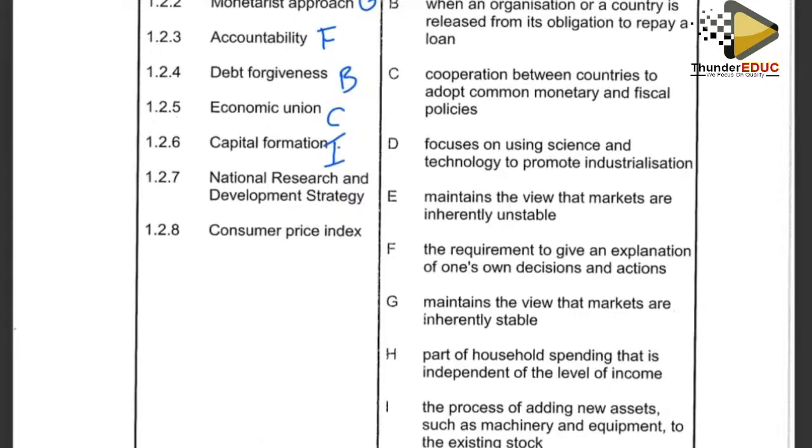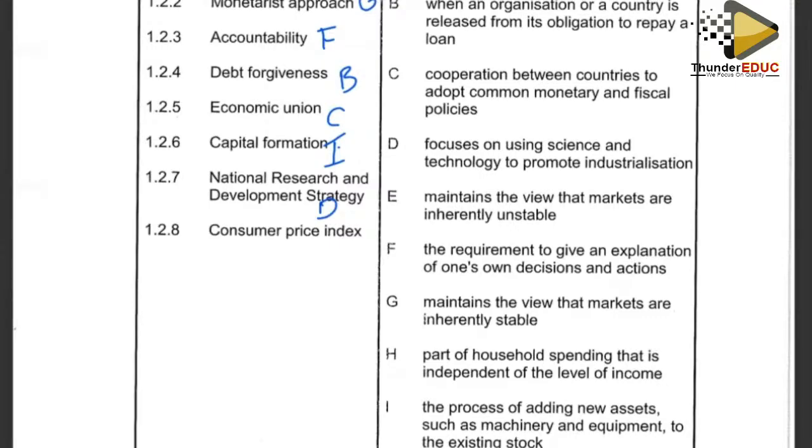Next question, we have 1.2.7 that reads as follows: national research and development strategy. So now if you check the list of options given, the appropriate answer in this regard is going to be D, because the national research and development strategy focuses on using science and technology so as to promote industrialization in South Africa. Okay, right. So our appropriate answer in this regard is going to be D. Okay, right, grade 12. So now moving on to the next question, we have 1.2.8, which reads as follows: consumer price index.